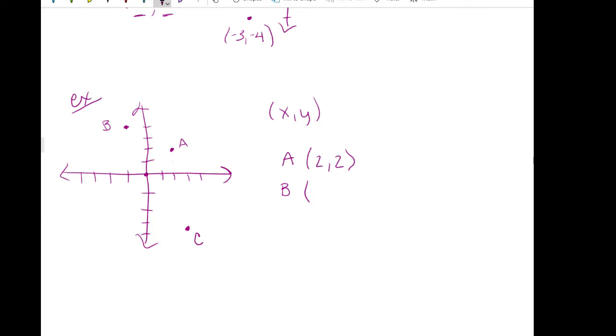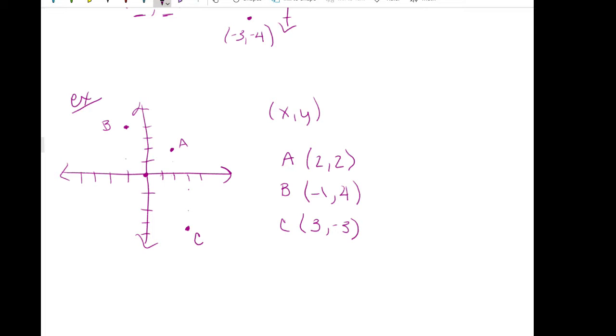For B, again, we start at the center. And now we go to the left, or negative 1 for the x value. And we count up 1, 2, 3, 4 for my y value. Finally, for point C, again, we start at 0, 0, and we're going to count over 1, 2, 3. But now we're going down 1, 2, 3. So point C is at 3, comma, negative 3.